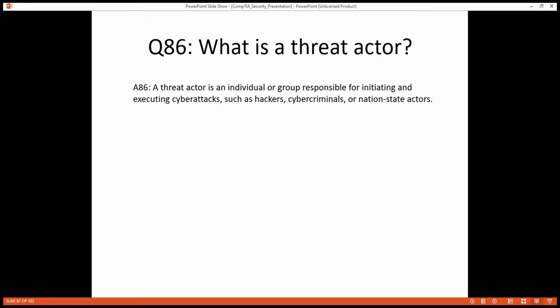Q86. What is a threat actor? A86. A threat actor is an individual or group responsible for initiating and executing cyber attacks, such as hackers, cyber criminals, or nation-state actors.